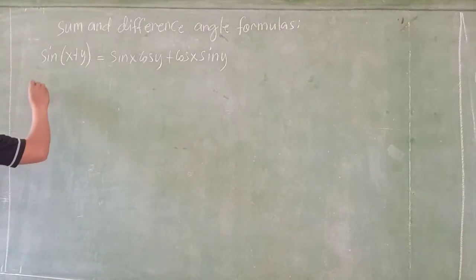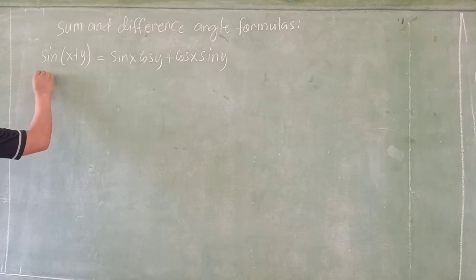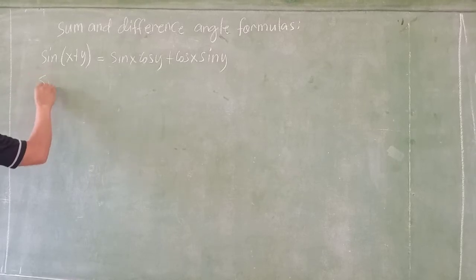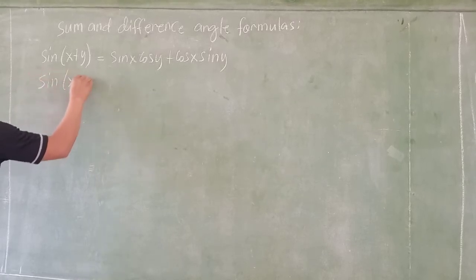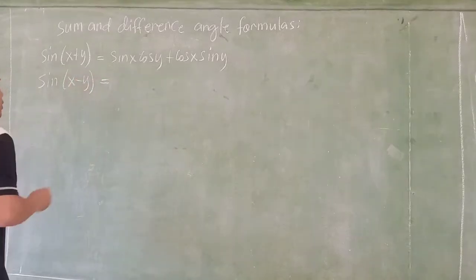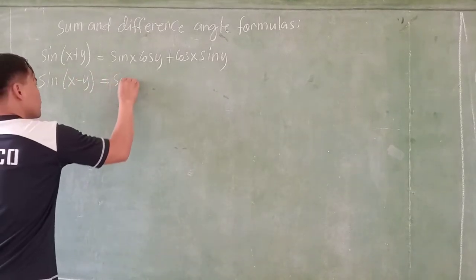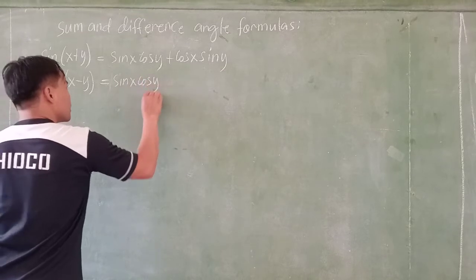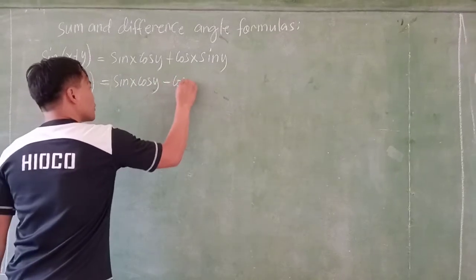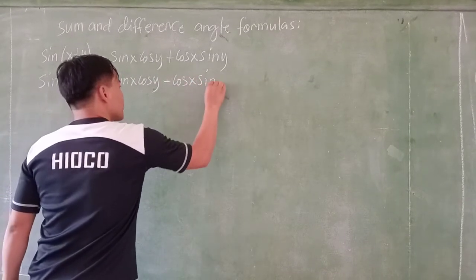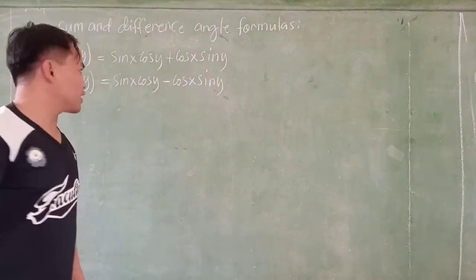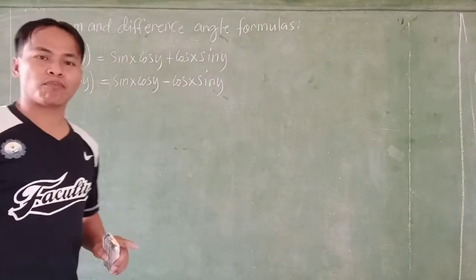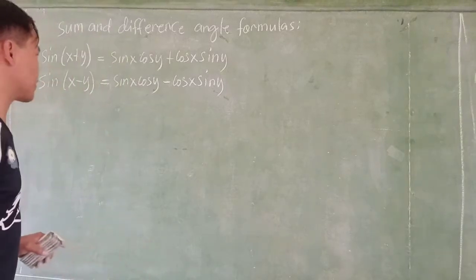Next, what about the difference for the sine? We have sine of x minus y, which is equal to sine of x cos of y minus cos of x sine of y. So there are two formulas intended for the sine function.